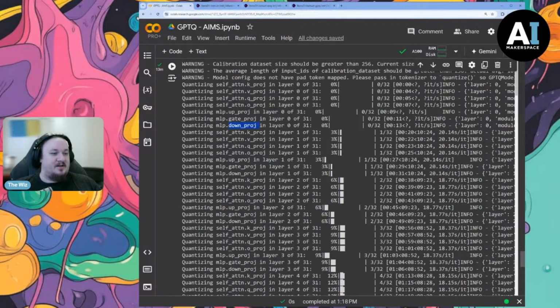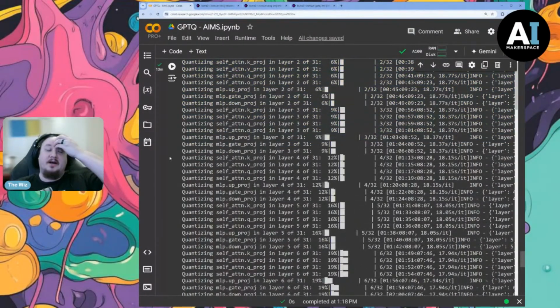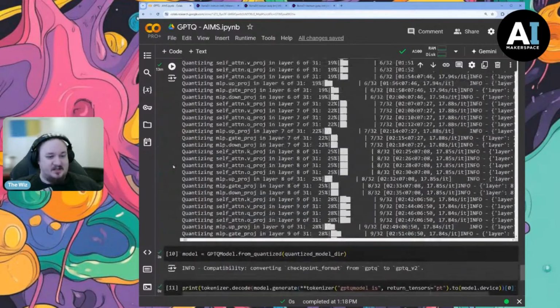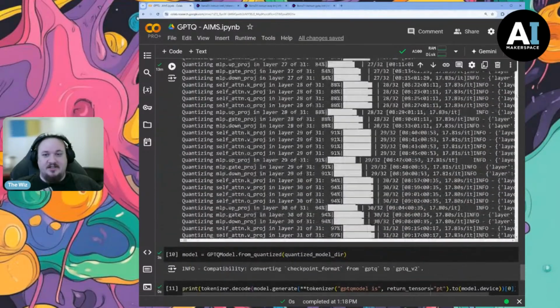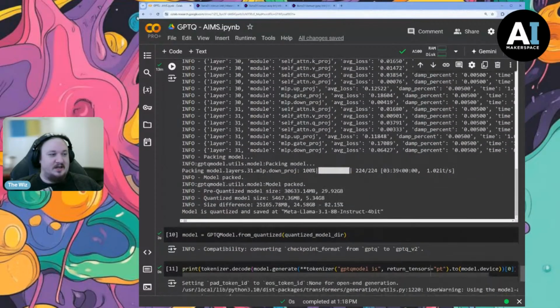We have our down proj, and then we repeat that for each of the 31 blocks in the transformer architecture. When we're finally done, which takes a little while, but not too long to be honest with you, it was about a total of 13 minutes, as you can see in this cell. We have finally an output model, which was pre-quantized size of 30 GB, quantized model size of 5 GB, which is a 82.15% reduction, which we love to see.